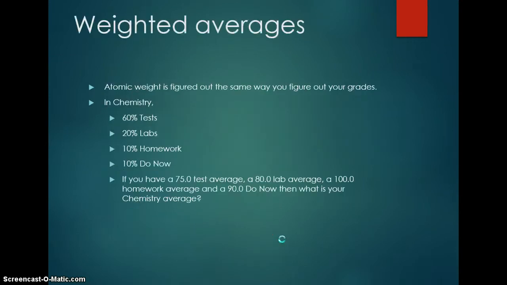Now, to figure out atomic mass, it's just like figuring out your grades, and we have a weighted average in our chemistry class. So 60% of our grade is tests, 20% labs, 10% homework, and 10% is sort of a do now participation grade. So this is saying if you have a 75% test average, an 80% lab average, 100% homework average, and a 90% do now average, then what is your chemistry average?